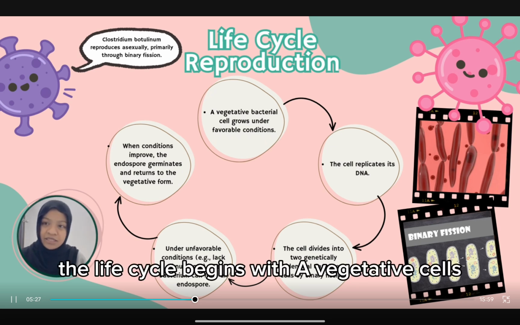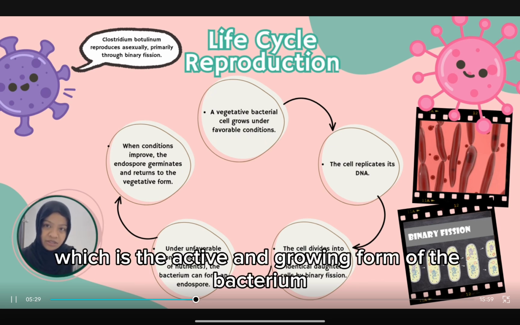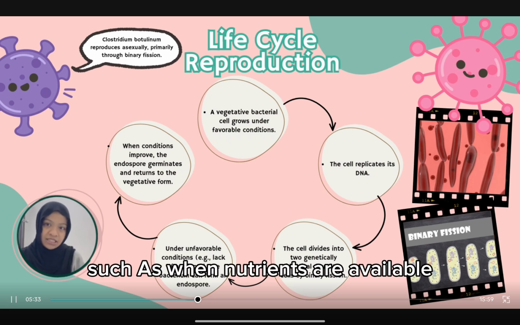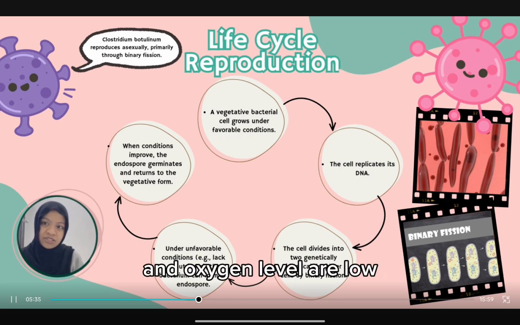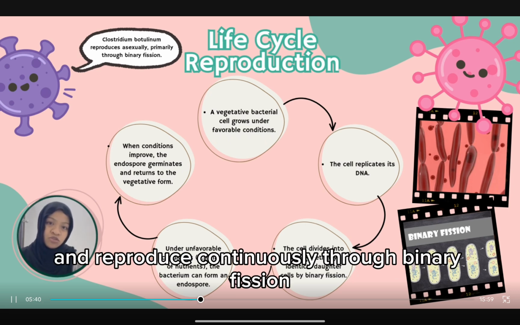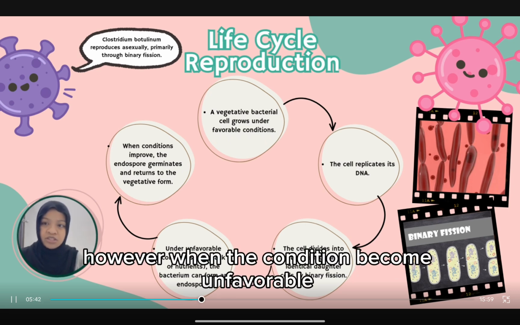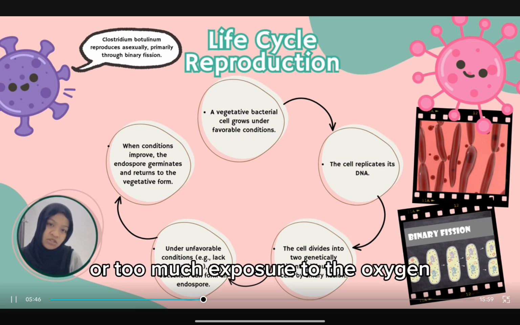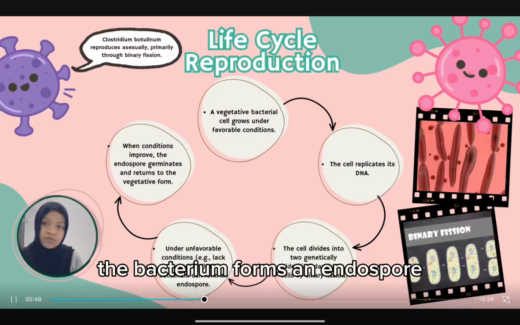The life cycle begins with a vegetative cell, which is the active and growing form of the bacterium. When environmental conditions are favorable, such as when nutrients are available and oxygen levels are low, the vegetative cell continues to grow and reproduce continuously through binary fission. However, when conditions become unfavorable, such as lack of nutrients, extreme temperatures, or too much exposure to oxygen, the bacterium forms an endospore.